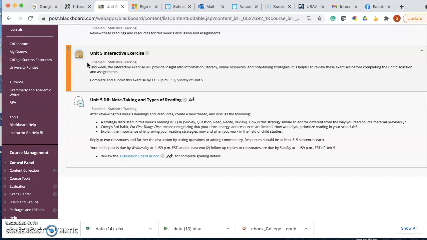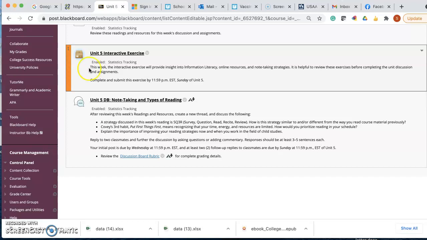Some of you also have your pop-up blockers on. And so if you have your pop-up blockers on within your internet browser, it will sometimes block those slides from popping up. And then I won't be able to give you a grade until the interactive exercise has been completely finished. So please make sure you go on and check that out.